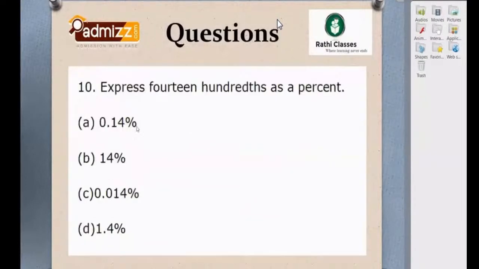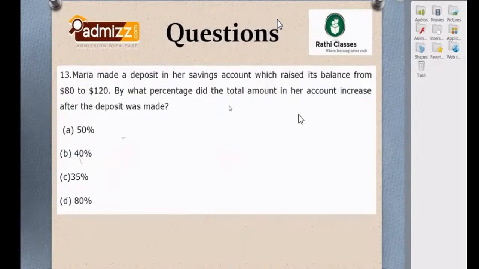Moving on to the next question. Question number 10. Express 14/100 as a percent. So the answer would be very simple. It is 14 by 100 as a percent. The option is very clear. The answer is B. So these are the questions that take less than even 10 seconds to solve.